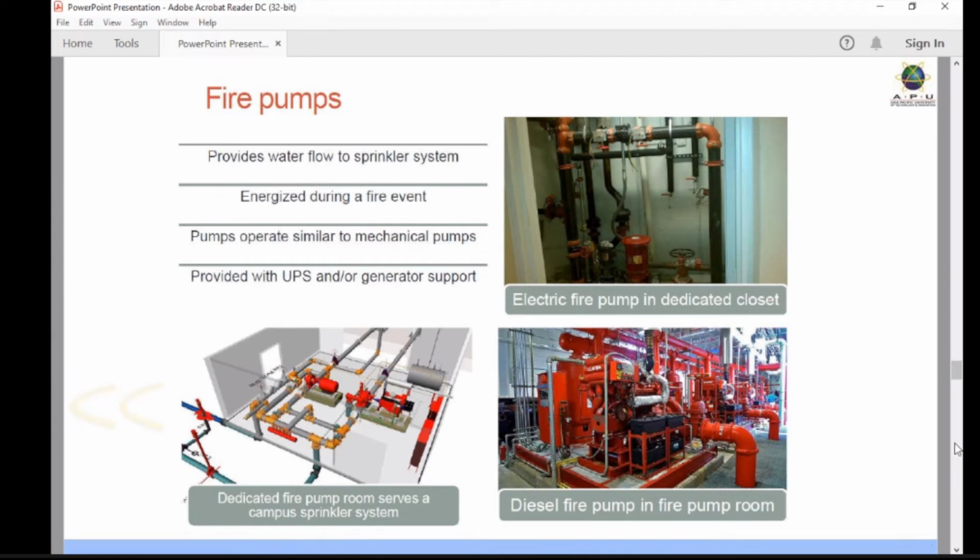So a dedicated fire room serves a campus sprinkler system. You can see in the figure there are pumps which send water. Okay, and then diesel fire pump in pump room, electrical fire pump in dedicated closets. So you have all these pumps for the sprinkler systems.